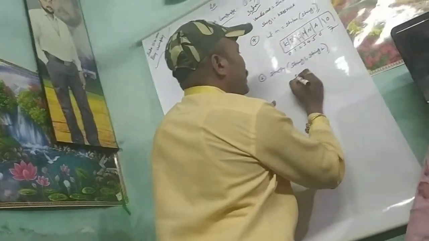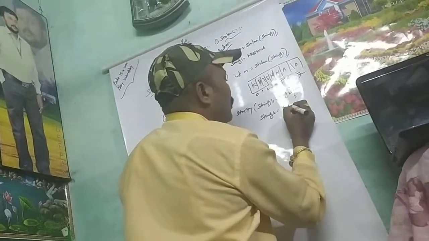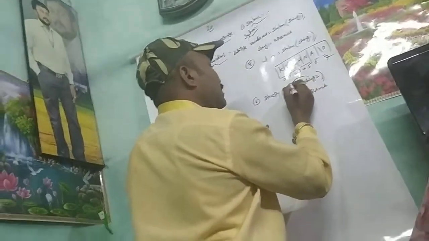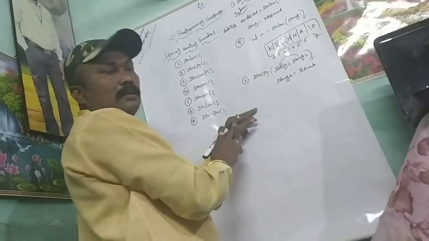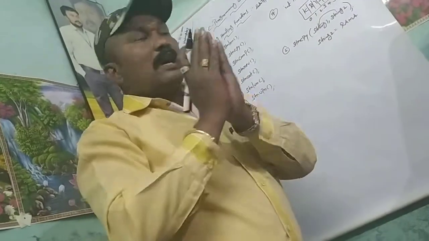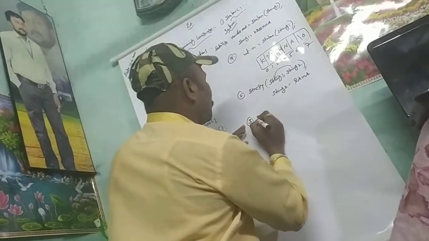So what is string 2? Rama. That Rama string is assigned into string 1. That is string copy. Copy means copying the one string to another string.